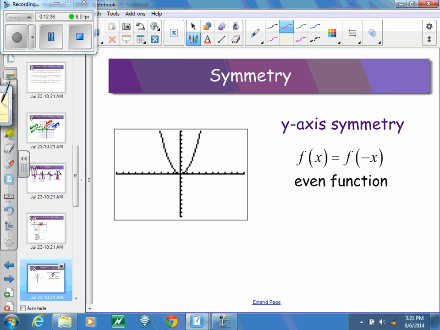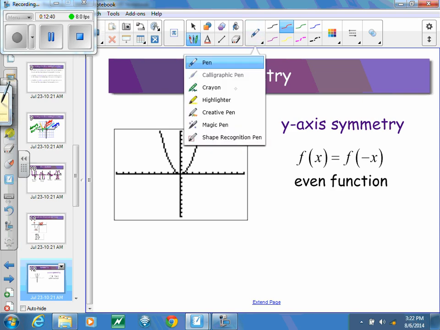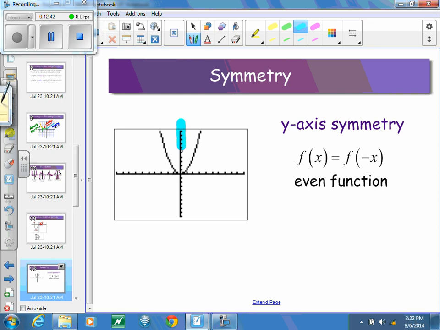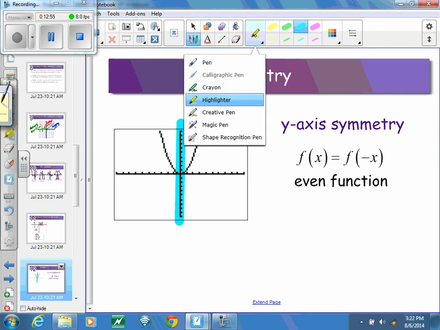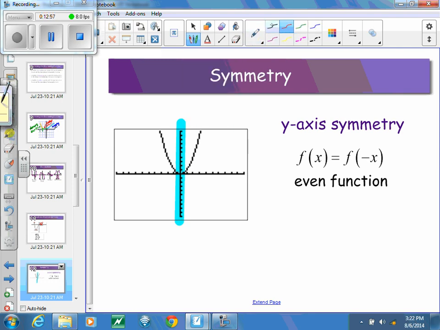Next, I want to talk about symmetry, and the first one is when we have y-axis symmetry. Y-axis symmetry is if I draw a line down the y-axis, if that graph is the same on both sides. And what we do is, if a function does have y-axis symmetry, we say that it is an even function. By being an even function here, as I have here, it says f of x equals f of negative x. Well, here I have the function y equals x squared.